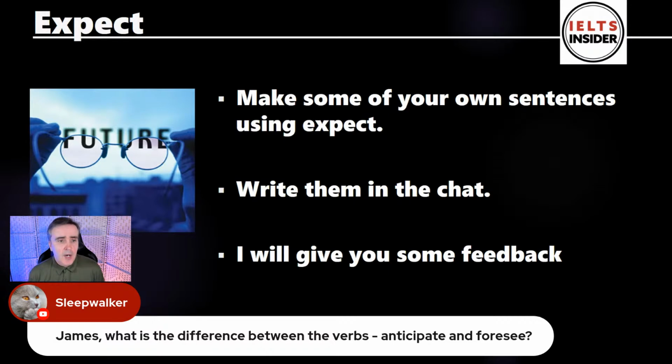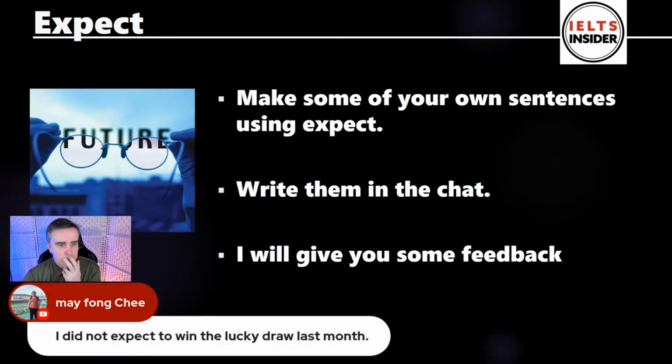Sleepwalker. So I anticipate something means I think it's going to happen. I foresee something. I think it's going to happen. So they are quite close synonyms. I can't really think of any real difference between them and why you couldn't use them interchangeably. So yeah, I think they're very similar, Sleepwalker.